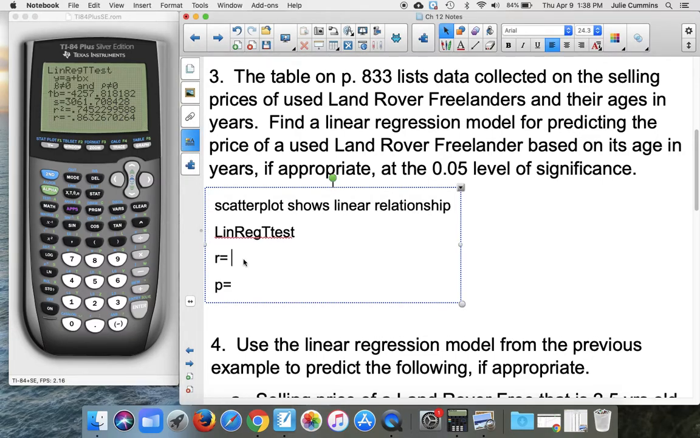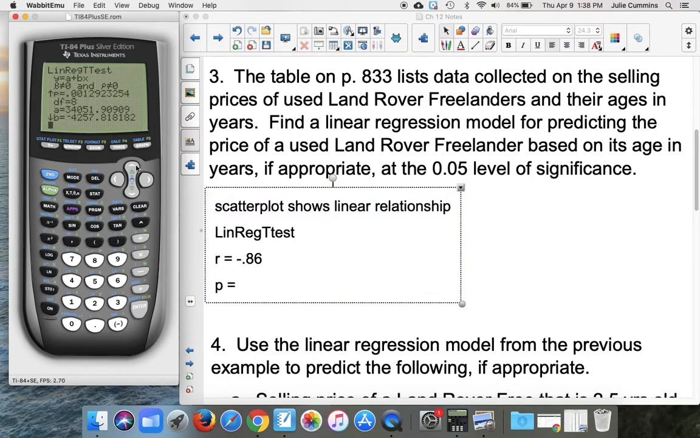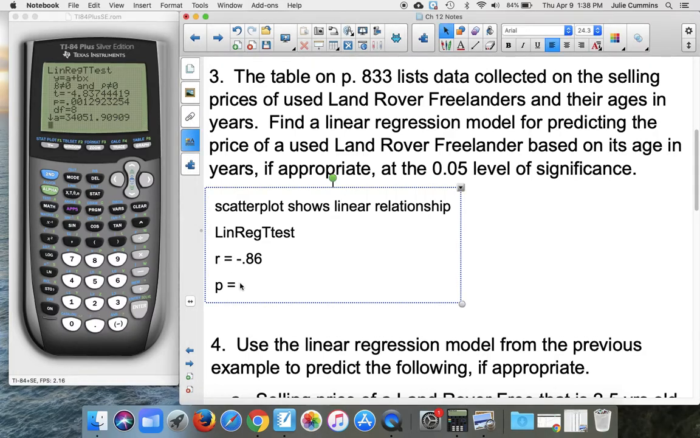R is negative 0.86, I forgot the negative. So maybe not as strong as we've seen before, but that still indicates a strong negative. But what we really want to look at is the p-value, and I think I have to scroll back up to find that. Is this statistically significant? And you can see that P is 0.0013. And that is definitely less than our alpha, so this does state that it is statistically significant, because our p-value is less than alpha.